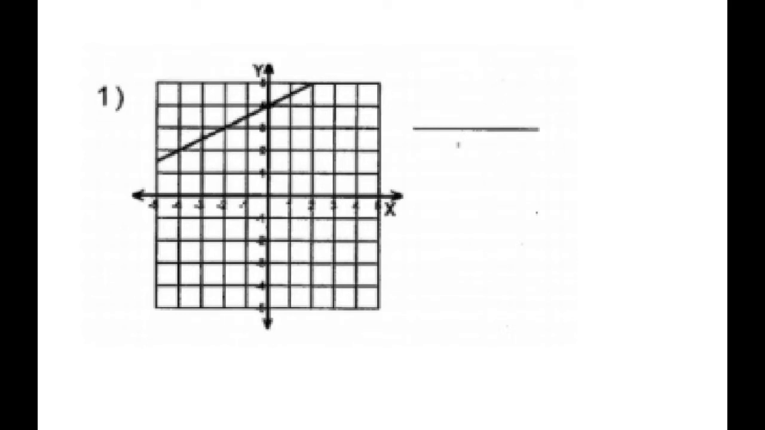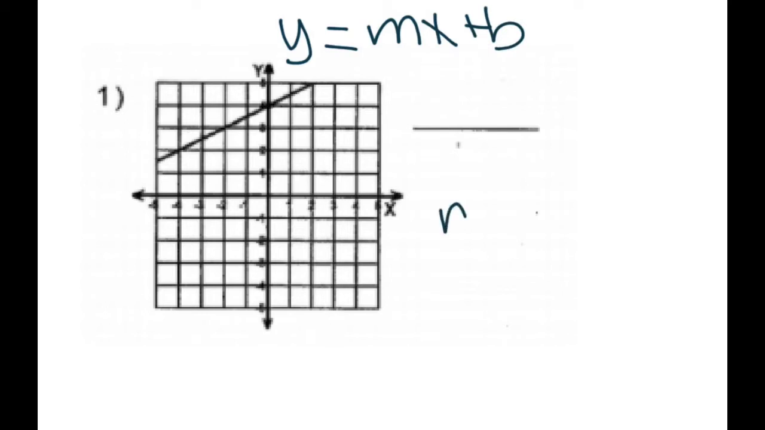All right, so here we go. For number 1 on the side, we are given the graph of a line. Okay, so we first need to figure out, for a graph of a line, we know that the equation is y equals mx plus b. So we need to always figure out what is my m value, what is my b value.